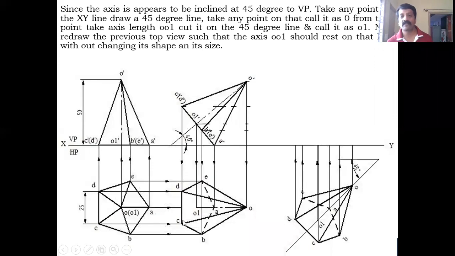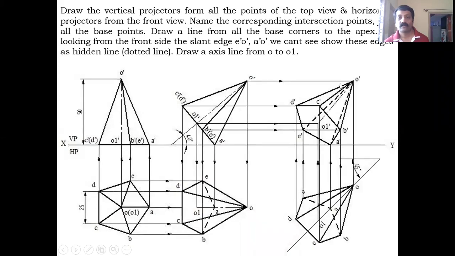Okay, this is how I have redrawn here. So the entire axis of the pyramid should lie on this 45-degree line. After this, you keep on drawing the vertical projectors from all the points of your top view, as well as the horizontal projectors from all the points of your previous front view. Now we coincide the points.